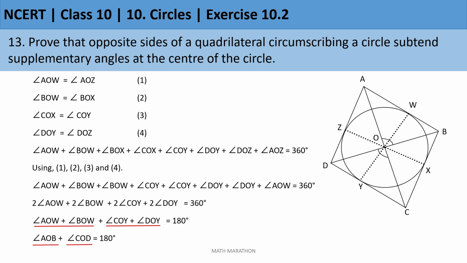Angle AOW plus angle BOW is equal to angle AOB. Angle COY plus angle DOY is equal to angle COD. Angle AOB plus angle COD is equal to 180 degrees. So, the opposite sides of a quadrilateral circumscribing a circle subtend supplementary angles at the center of the circle.